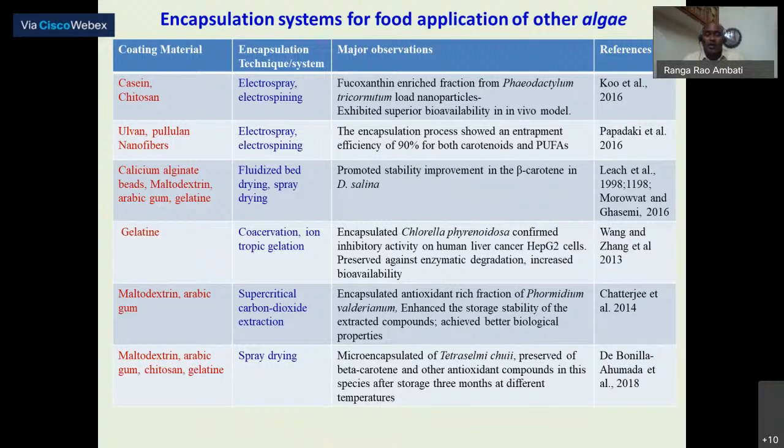Chlorella also, they prepared with proper encapsulation technology, and they showed an inhibitory effect on human cell lines, and it preserved against enzyme degradation and increased the bioavailability. And similarly, you can see different species, they extracted compounds and then checked this encapsulation process, and it enhanced the activity, antioxidant activity and bioavailability using this process. Can you go to the next slide, please?